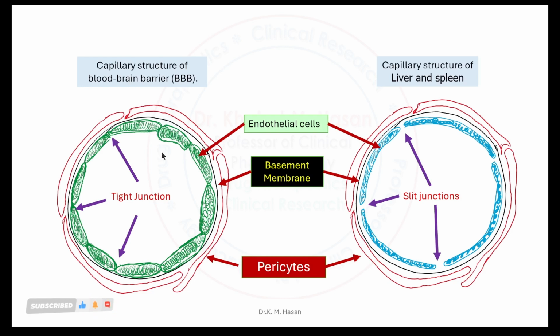It does not allow the medication to leave the blood to the central nervous system. It's not easy to leave the blood to the central nervous system, for example, here. If you look on the other side, on the liver and spleen, you can see the same structure. We have endothelial cells, basement membrane, and pericytes. However, if you look at this one here, we have space. We have slit junction. We have space between the endothelial cells. This space, called pores or fenestration, allows the medication to cross through the pores to the peripheral tissues.